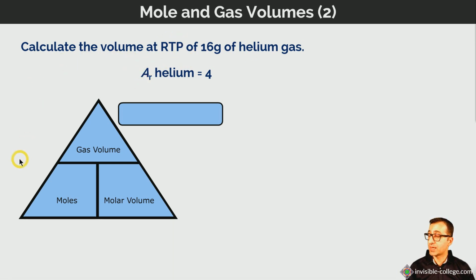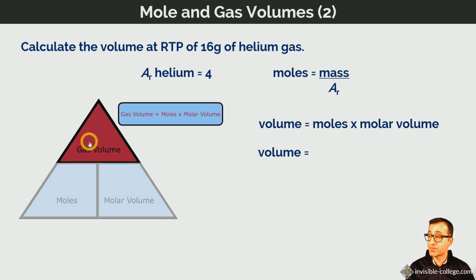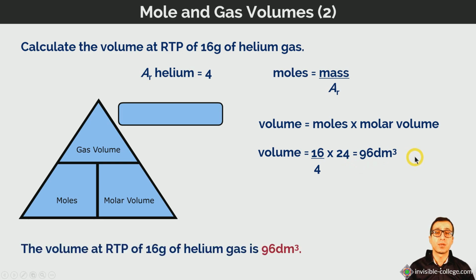So the first step is to calculate the number of moles. We know the relative atomic mass of helium. We know that helium, being a noble gas, will be composed of individual unbonded atoms. So the number of moles is simply going to be the mass in grams divided by the relative mass, which is 4. So now we can substitute 16 divided by 4 into this equation here, where we have gas volume is the number of moles times the molar volume. So the volume is 16 over 4 times 24, which gives us 96 cubic decimeters.